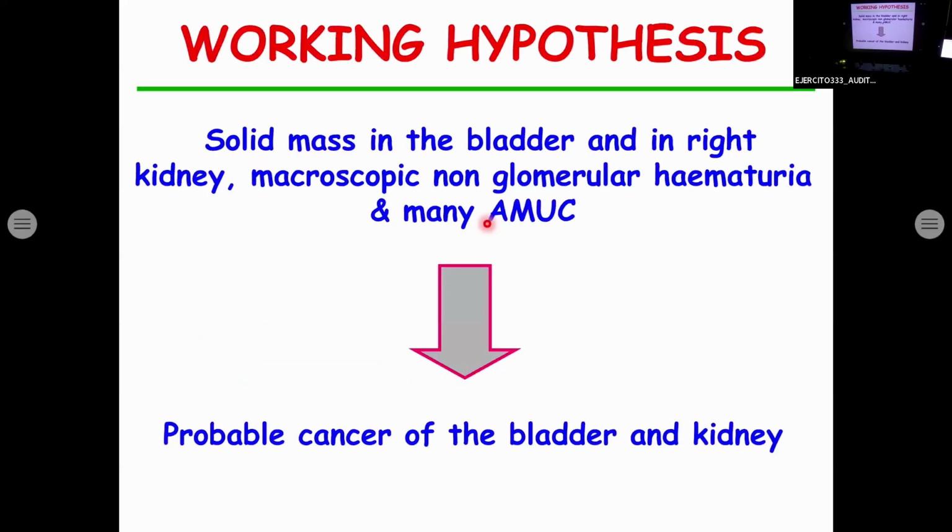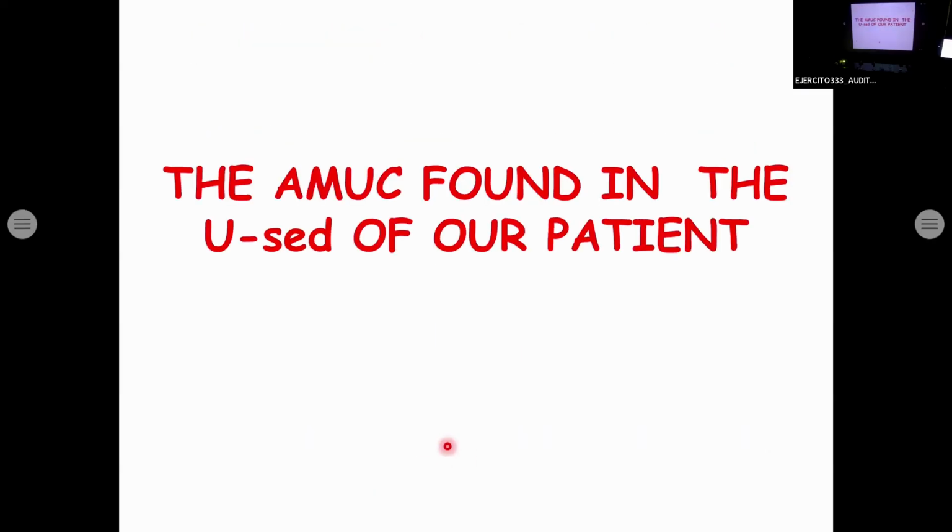So, working hypothesis: solid mass in the bladder and the right kidney, macroscopic non-glomerular hematuria, and many AMUC. Probable cancer of the bladder and kidney. The AMUC found in the urine sediment of our patient. Are you ready? Okay, we go on.